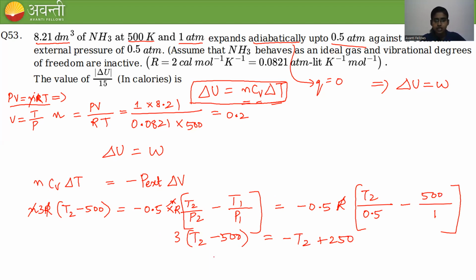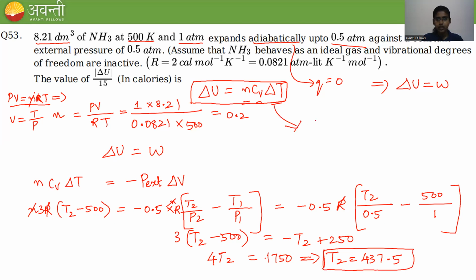So 3T2 plus T2 is 4T2, and 3 into minus 500 is minus 1500. You take this minus 1500 to the other side, it becomes plus 1500. So it is plus 250 gives 1750. You get 1750. And from this, the T2 value is equal to 437.5. Now substitute this T2 value here in this equation to get delta U.